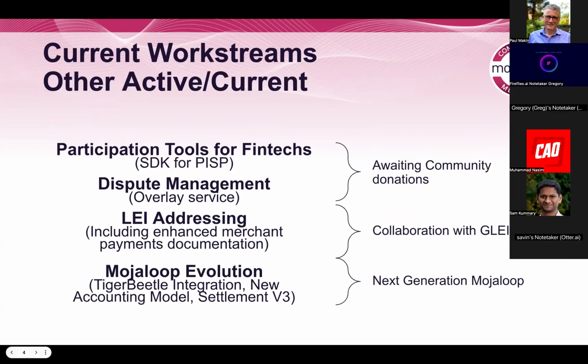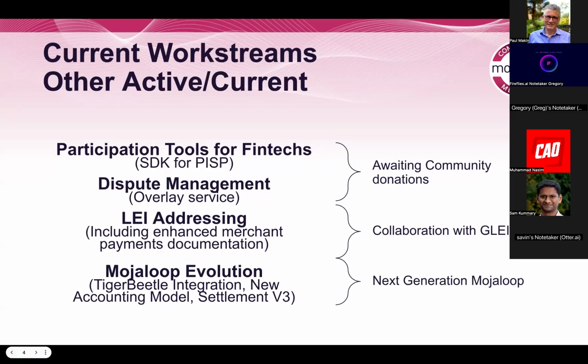And then we have other active ones, current ones. So we have participation tools for fintechs and dispute management, where we're awaiting some community donations. And hopefully that will happen sometime in the near future. And we have the LEI addressing work stream, which is a collaboration with the Global LEI Foundation to enhance merchant payments, to include the incorporation of an LEI into the transaction, which uniquely identifies the merchant globally.